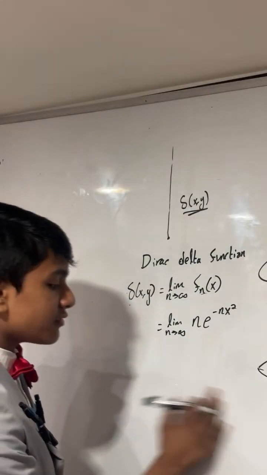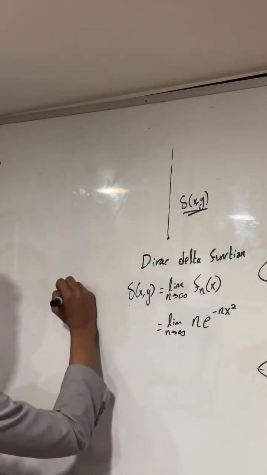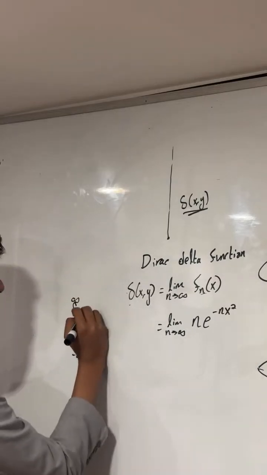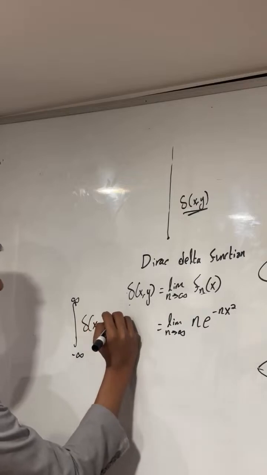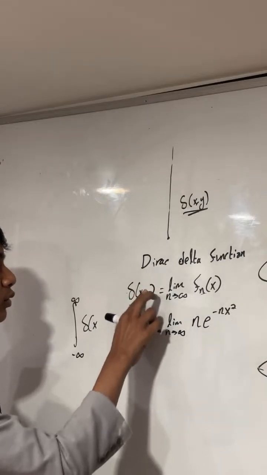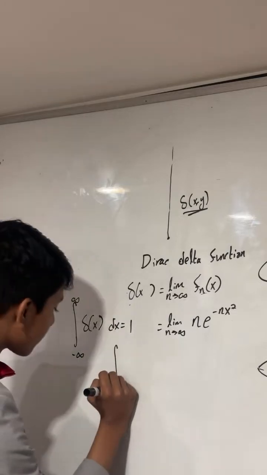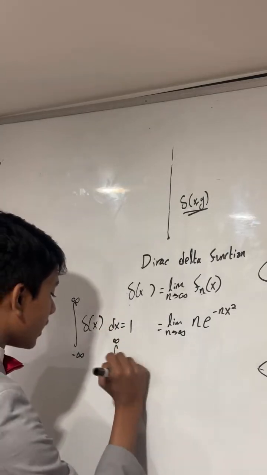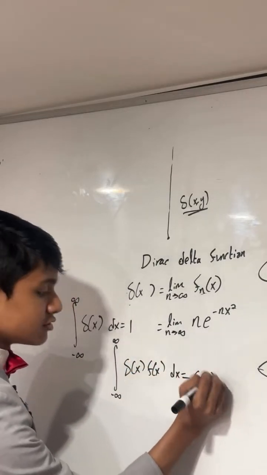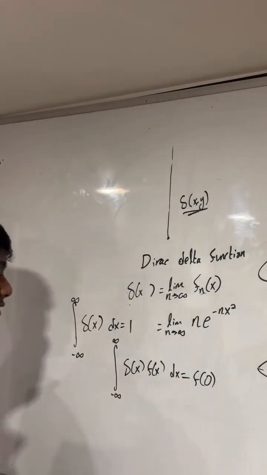But more formally, it's defined using two properties. Its integral over the entire real line, actually, why am I putting x, y? I'm only talking about one dimension right now. Is equal to 1, and its integral over the real line when multiplied by another function is equal to that function evaluated at 0. Okay, so that tells us all about the Dirac delta function.